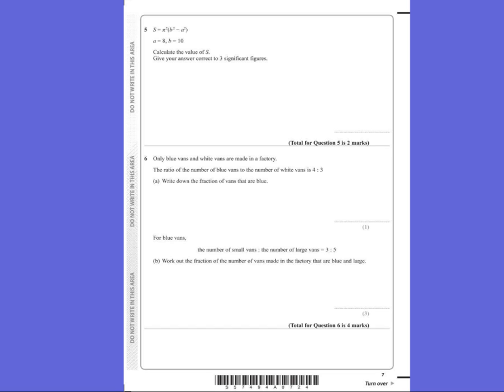Question 5. If S equals pi squared brackets B squared minus A squared, and A equals 8 and B equals 10, calculate the value of S. Give it correct to 3 significant figures. So again, lots of people just put this in a calculator and get it wrong and don't show any working out. So it's really important that you show this first step of working out. Now, if you put that in your calculator correctly, you should get 355.3 and etc. We only want it to 3 significant figures, so this is the only one that's important. So it'll be 355.